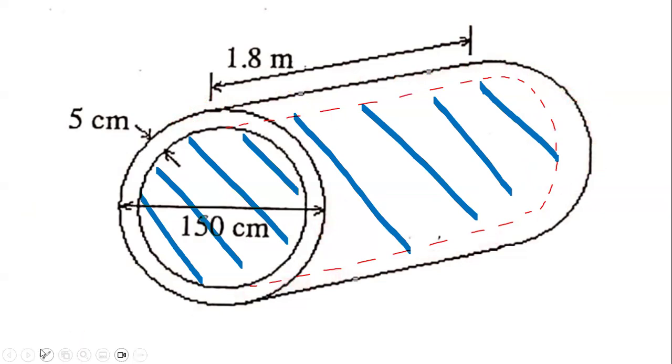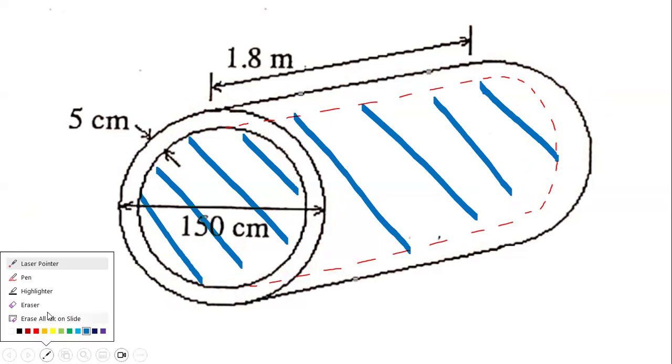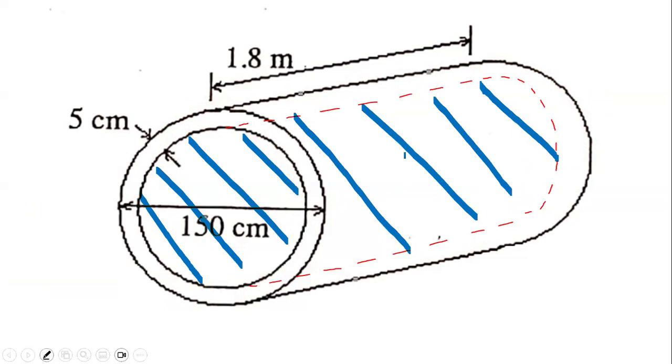Once we figure out the volume of the big cylinder and the volume of the small cylinder, we're going to take away, or remove, this volume from the big one. Again, once we figure out the volume of both of them, we're going to remove the smaller volume from the bigger volume.